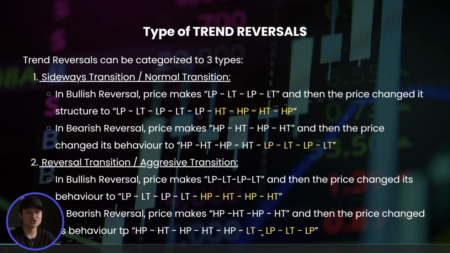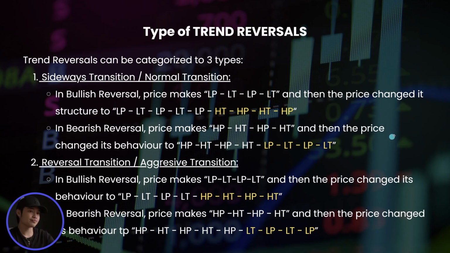That's our change of character, or the behavior change in the market structure. And then the follow-up is the lower peak, lower trough, and then the lower peak. It's the trend direction reversal that has been confirmed.